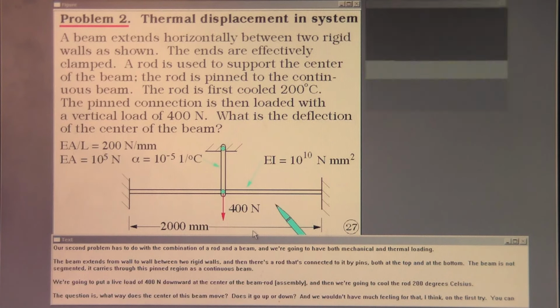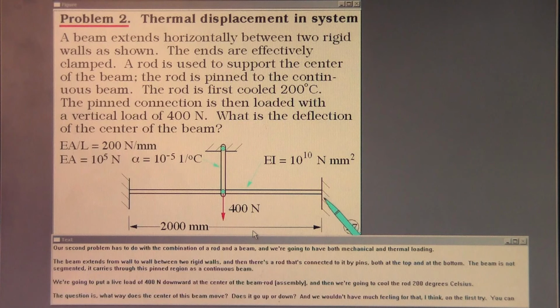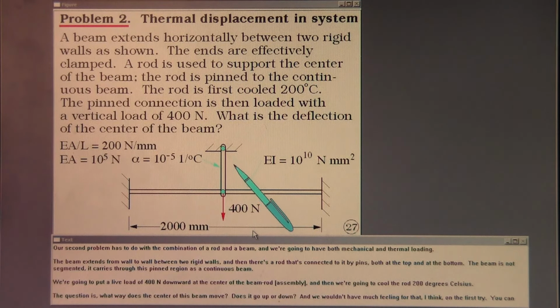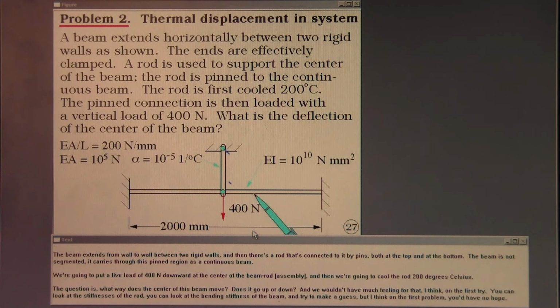The beam extends from wall to wall between two rigid walls, and then there's a rod that's connected to it by pins both at the top and at the bottom. The beam is not segmented. It carries through this pinned region as a continuous beam. We're going to put a live load of 400 newtons downward at the center of the beam-rod situation, and then we're going to cool the rod 200 degrees Celsius.